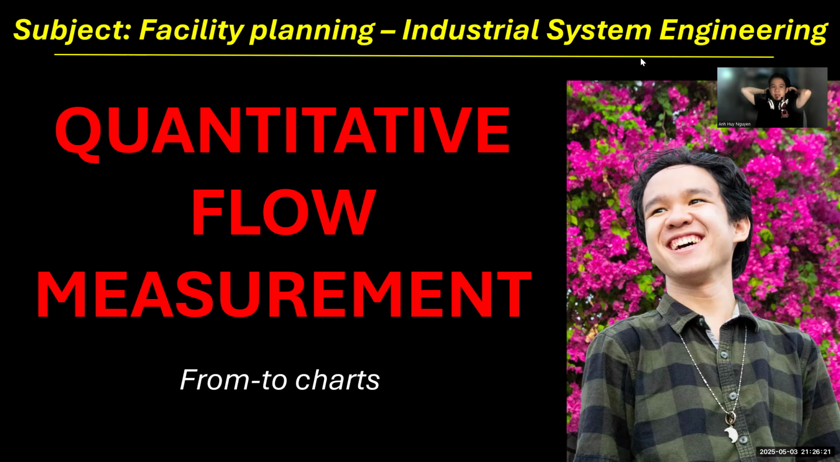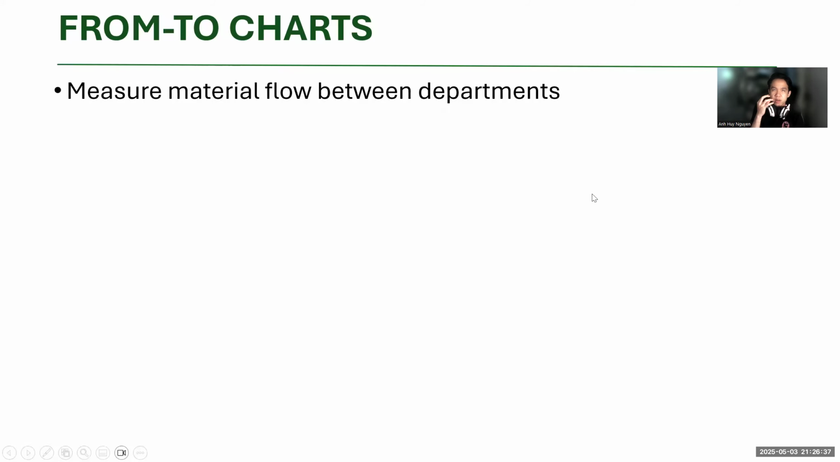So, the topic today is quantitative flow measurement. In a simplified version, it's just a from-to chart. So, what is a from-to chart and why do we need them? Firstly, we need a from-to chart to measure the material flow between departments.